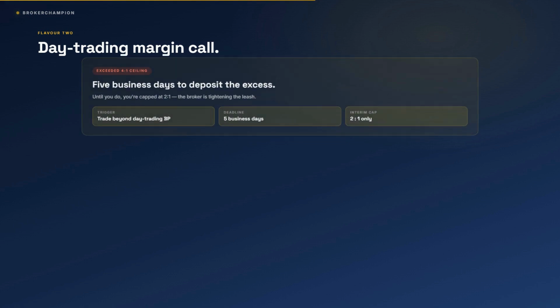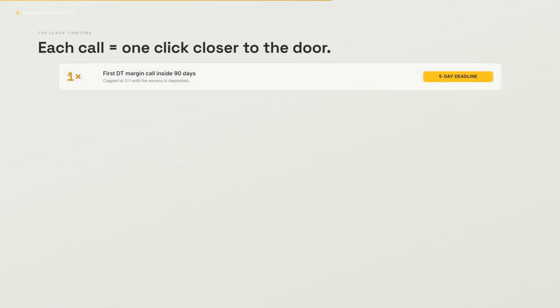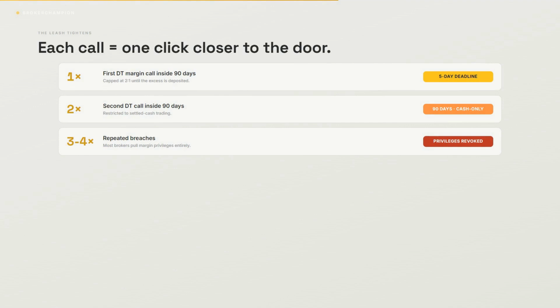The day trading margin call is different. It's triggered when you exceed your 4-to-1 buying power ceiling. 5 business days to deposit the excess. Until you do, you're capped at 2-to-1. A second DT call inside 90 days, and most brokers restrict you to settled cash trading for 90 days. 3 or 4 of those, and margin privileges get pulled entirely. Each call is the broker tightening the leash.